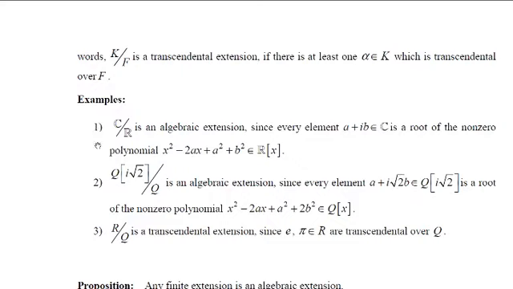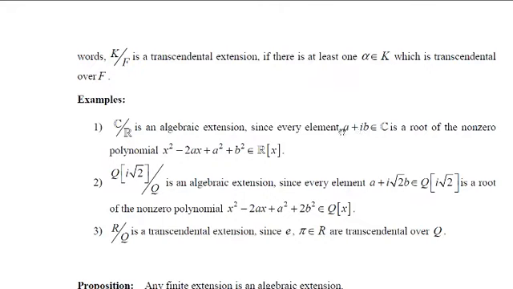Examples: C over R. We knew that R is a field, C is also a field, and R is a subfield of C. Therefore, C is a field extension of R, and in fact this is an algebraic extension. Why? Consider any element of C. It must be of the form some real part plus i into imaginary part, let us say a plus ib. Then this will be a root of a non-zero polynomial. Assume this as alpha, then alpha equals a plus ib. Send this a to this side. Alpha minus a will be equal to i into b. Square on both sides. You get (alpha minus a) whole square equal to i square, which is minus 1, into b square.